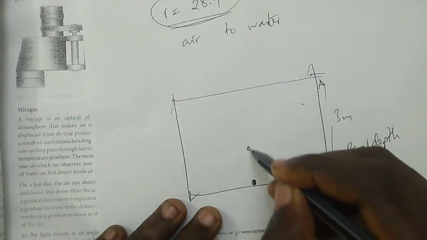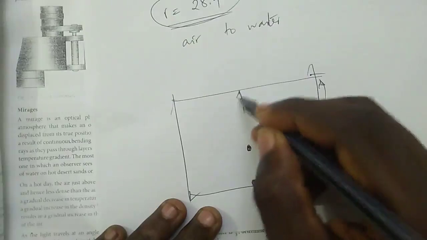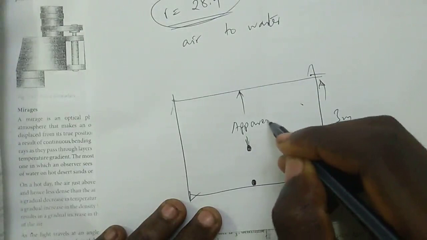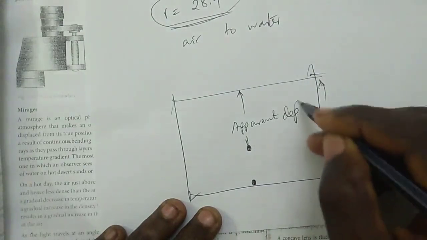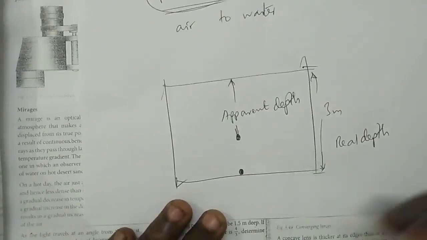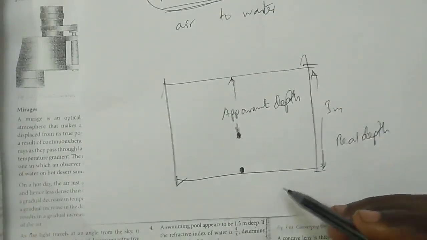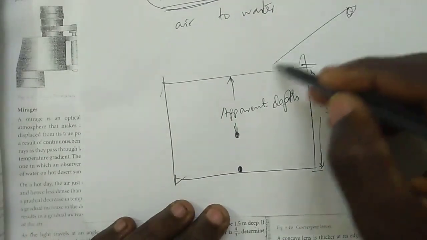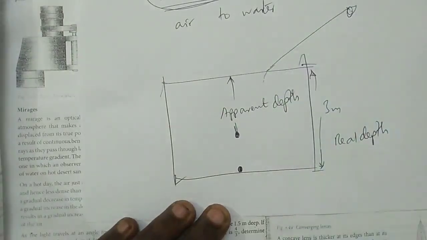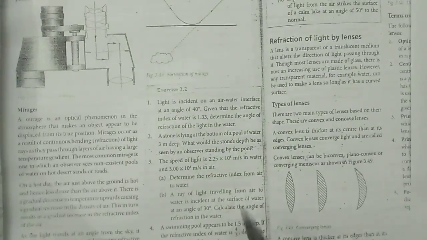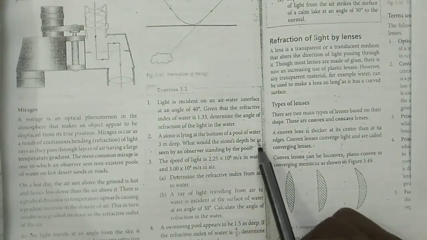So a stone will appear to be raised. And here we will have the apparent depth. Kwa nini raising inatokea tulishaelezea. Hizi concept zote zinatokeaje tulishazielezea. Kwa hiyo finally mtu akiweka jicho lake pale atakuwa anaona stone iko raised. Kwa hiyo tunachoulizwa ni kwamba, what would be the stone's depth B as seen by an observer standing by the pool.